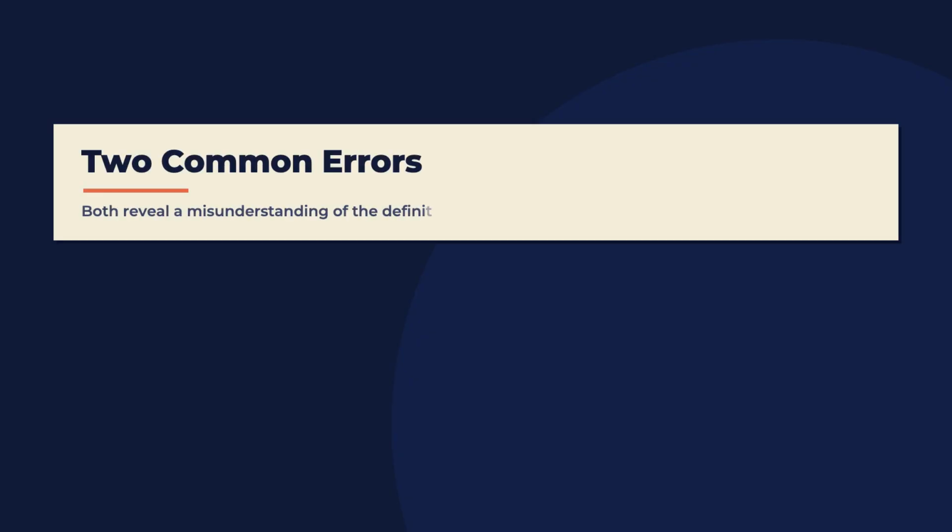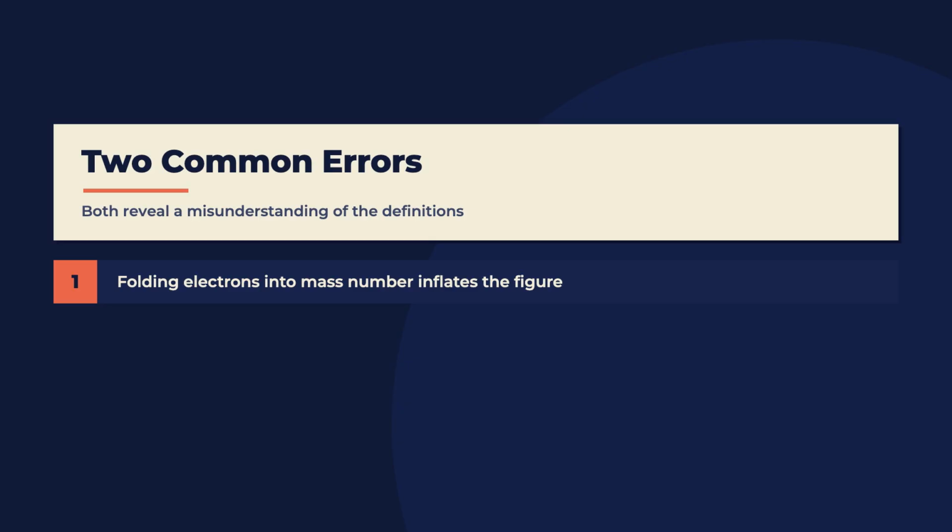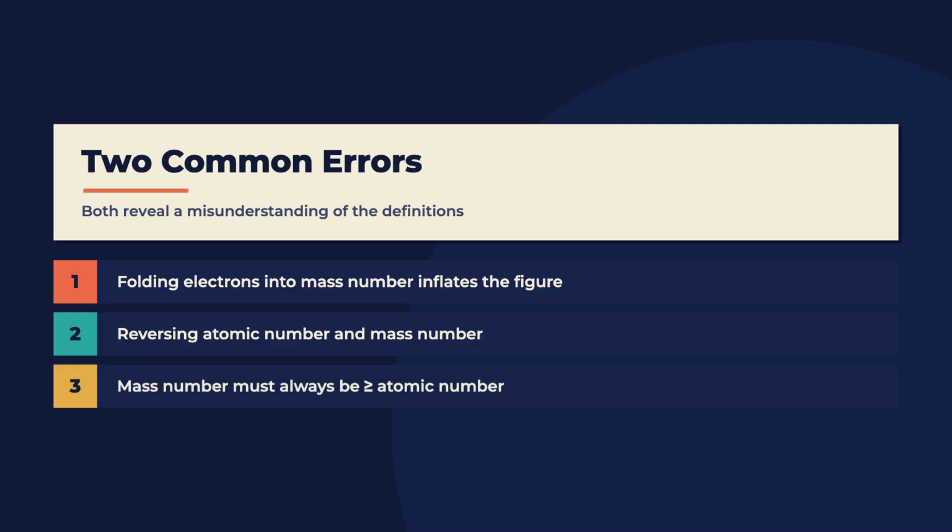One recurring error is folding electrons into the mass number, which inflates the figure and shows the exclusion was never understood. A second error is reversing the two numbers, producing an atomic number larger than the mass number, which is arithmetically impossible since mass number always includes every proton plus any neutrons.